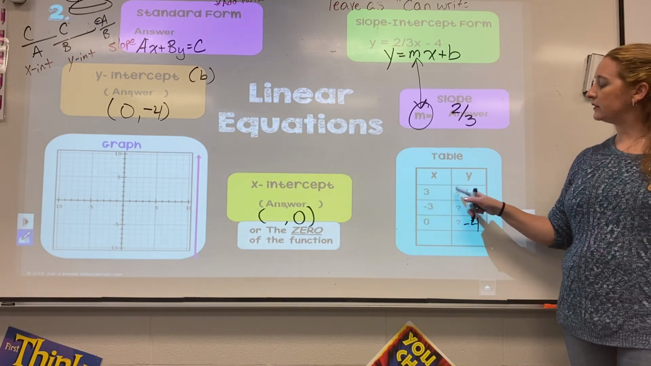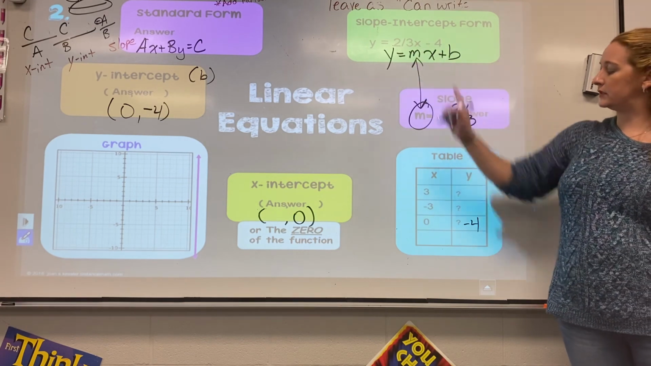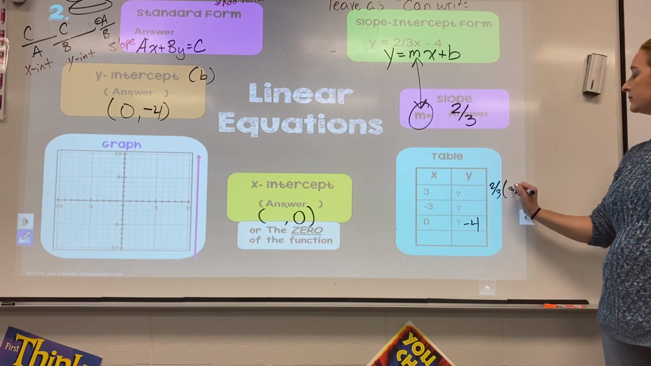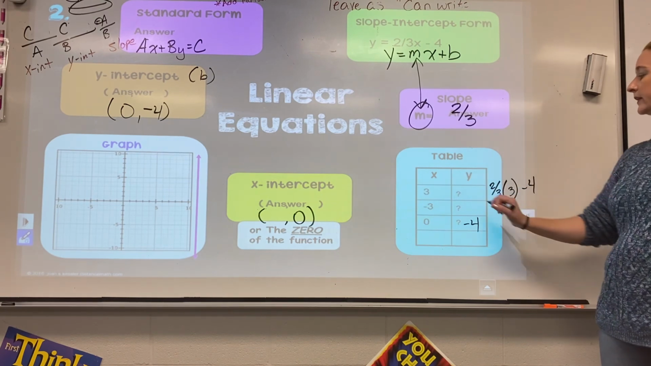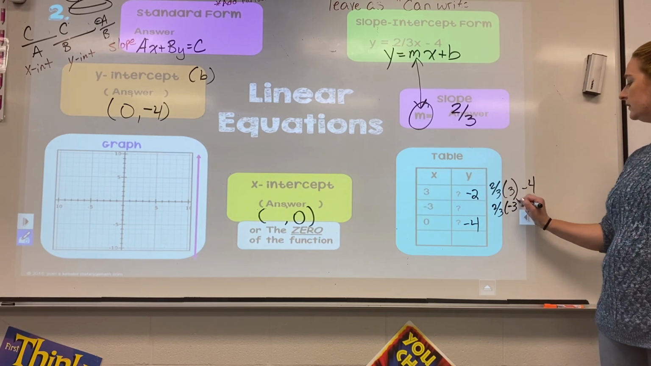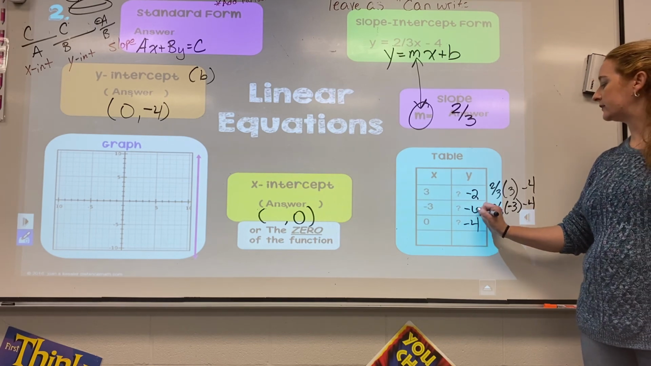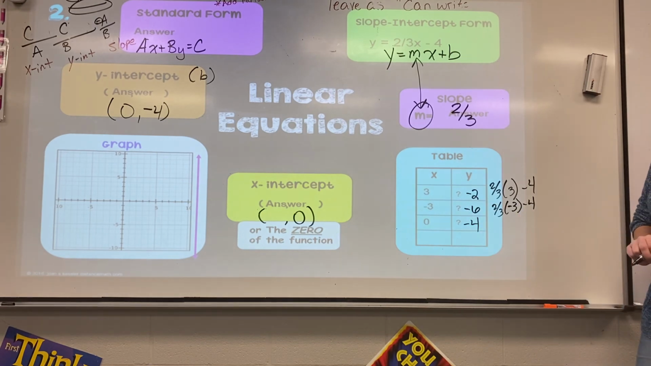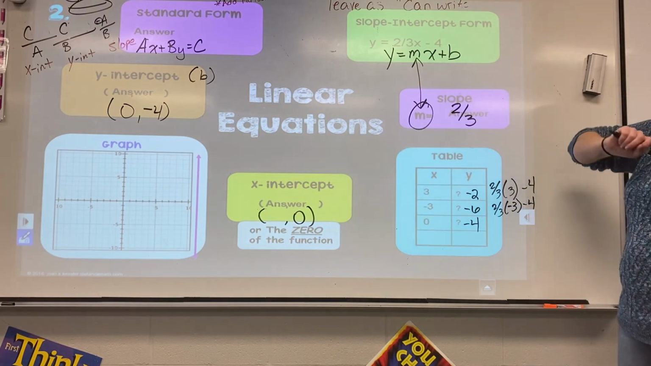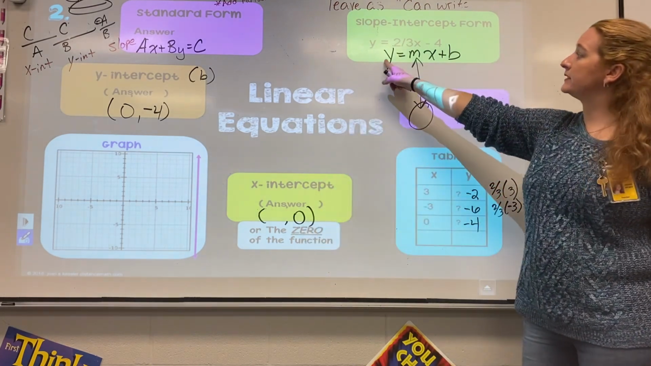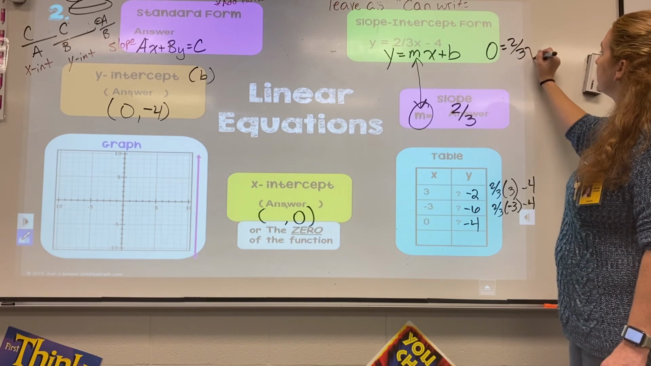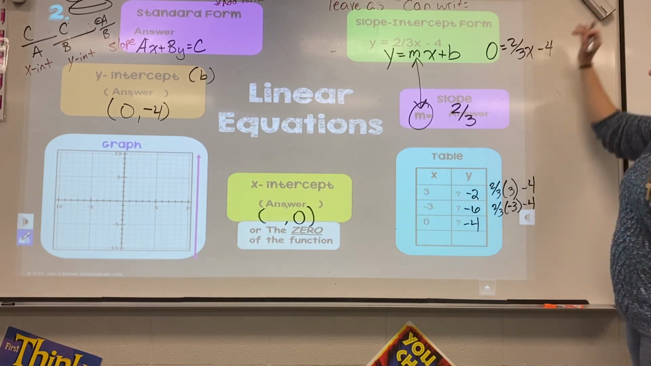I can substitute in 3 to get these other numbers, or these x's to get the other numbers. So 2/3 times 3 minus 4 gives me negative 2. And 2/3 times negative 3 minus 4 gives me negative 6. So those didn't give me my x-intercept. So I still need to solve for my x-intercept. My y is 0, which means I can substitute 0 in right here. 0 equals 2/3 x minus 4. Now I need to work it out.